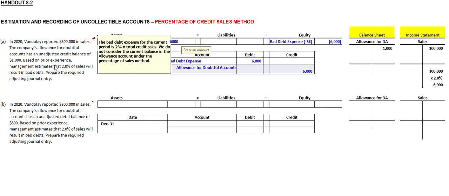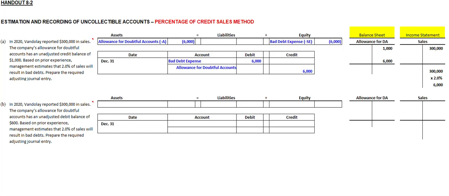And you can notice that in the percentage of sales method, we don't pay attention to the current balance in the allowance for doubtful accounts. But once we make that entry, our allowance goes up by $6,000 and our ending balance in the allowance is $7,000. Let's consider another scenario.